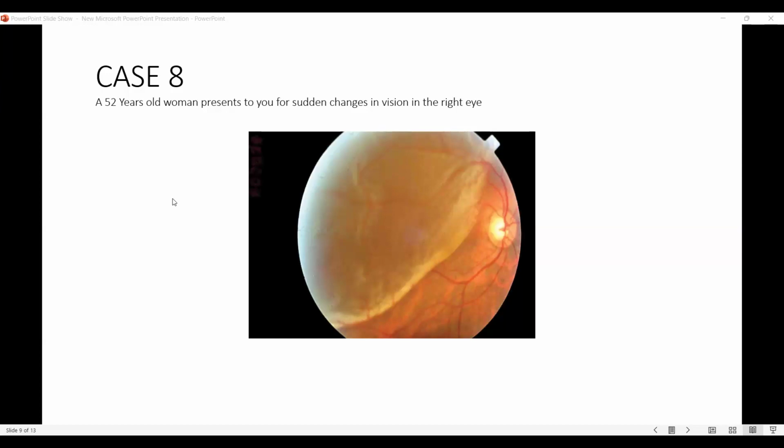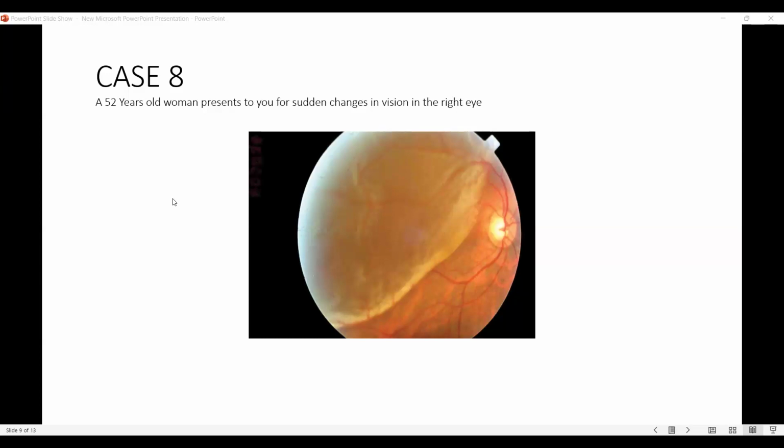However, if we are using C3F8 gas, it will expand up to 4 times, but it will last longer, maybe 6 to 8 weeks. So we have to see what we can use. If we are using silicone oil, it will remain in the eye until we want it to be removed. However, we need a second surgery to remove the oil at a later stage.